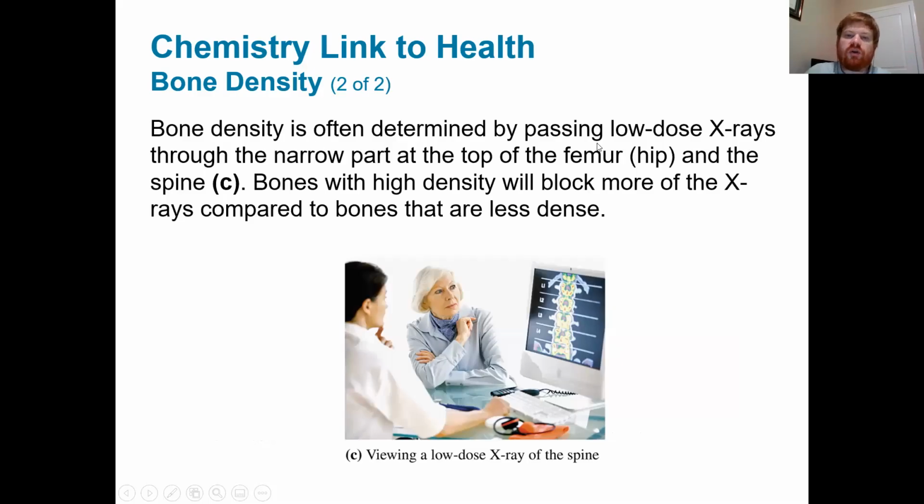You can actually determine bone density using X-rays, and in particular, they do it at the narrow part of the top of the femur and the spine. Bones that have high density there will block more X-rays compared to bones that are less dense. So that's how you can see the onset of osteoporosis.